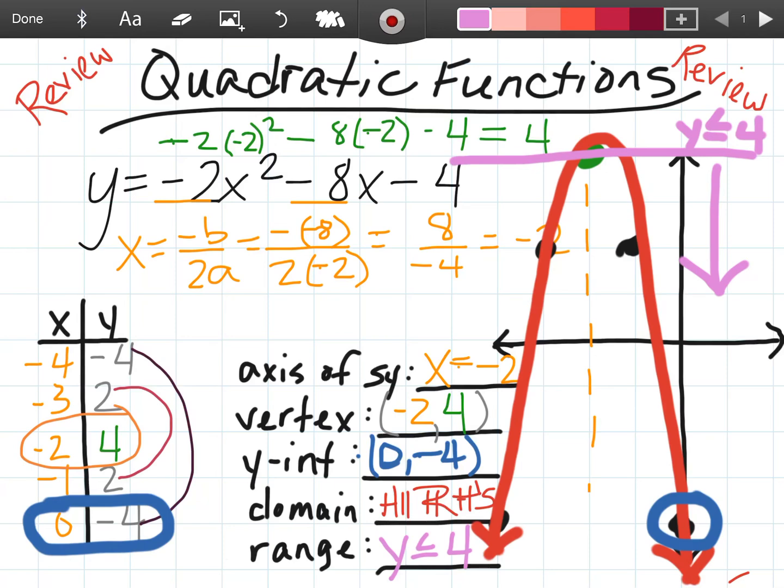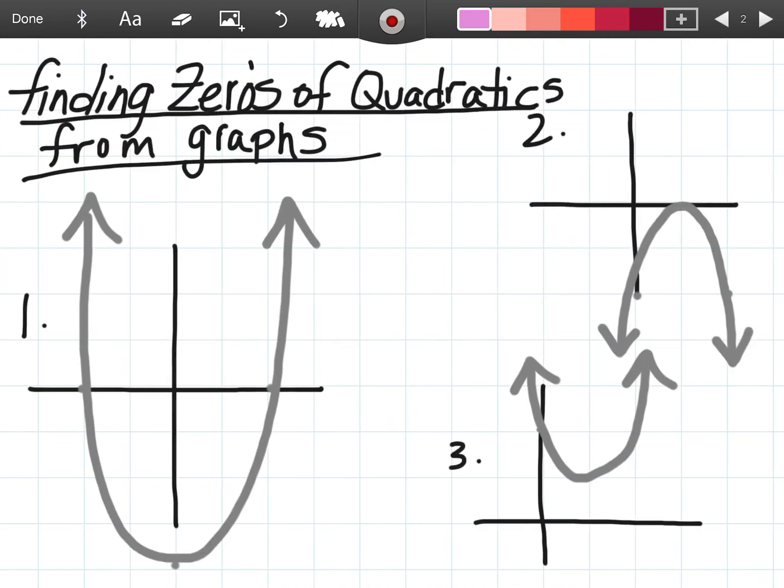And then I'm all done. That is everything I need to know in a nutshell about quadratic functions. The axis of symmetry, the vertex, the y-intercept, the domain, the range, looking at the table, and identifying features from the graph. Okay? All right, let's see what we are going to do next.